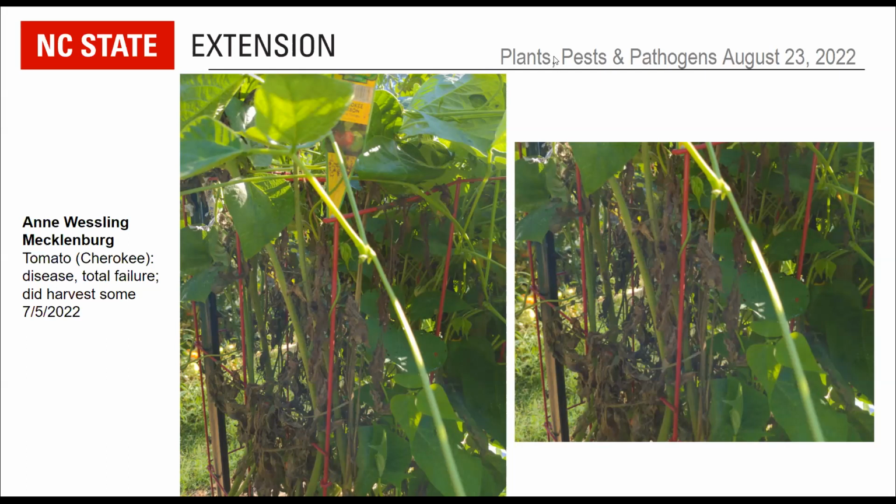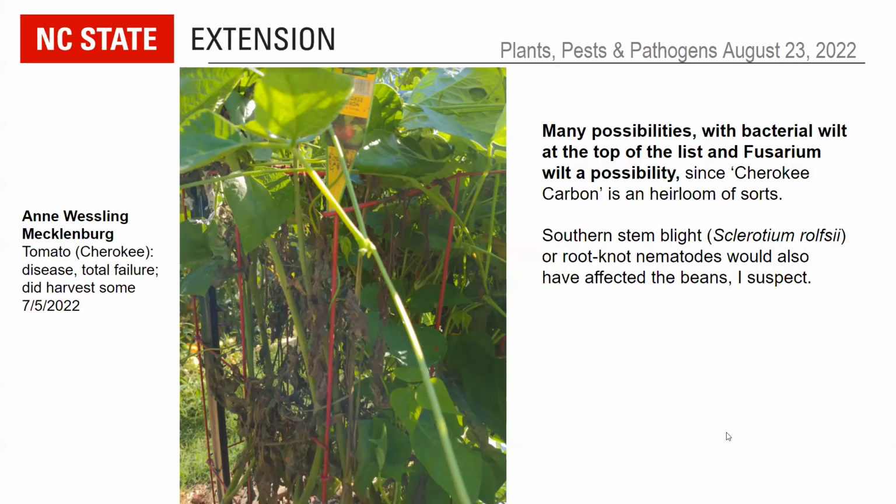Whereas now, I think I have a second slide on this problem, Matt, if you could advance it one. Yes. So there are many possibilities here, with bacterial wilt at the top of the list, just because we see it so often. And fusarium wilt is a possibility here too. And I saw the tag on there. It says Cherokee, but it was half covered up, and it looks like it's Cherokee Carbon, which is actually not a true heirloom, which I didn't realize until I did a little work today.